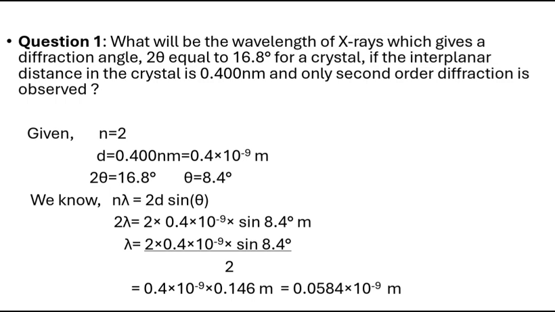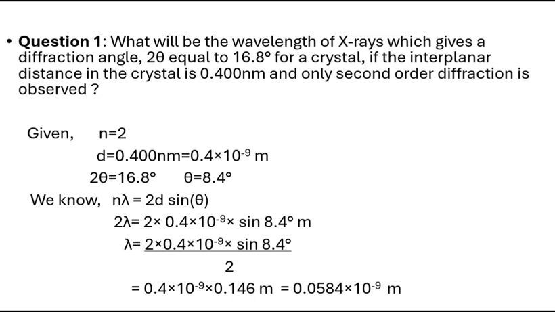First question. What will be the wavelength of X-rays which gives a diffraction angle 2 theta equal to 16.8 degree for a crystal if the interplanar distance in the crystal is 0.400 nanometer and only second order diffraction is observed?